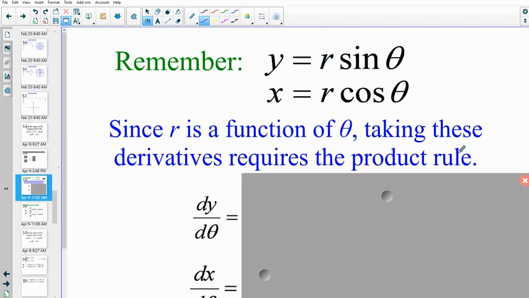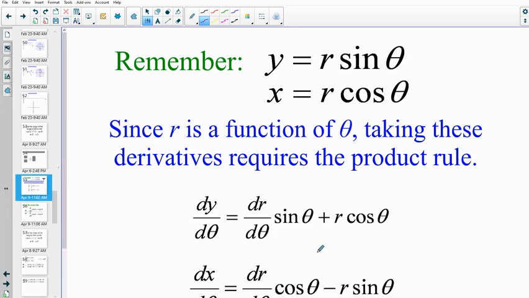Now, if you were taking the AP test and this was going to be on the AP test, I would have you memorize this. As it is, you're not going to have to memorize this. It goes like this. The derivative of y in terms of theta, chain rule here, we got the derivative of the first times the second, dr d theta times sine, plus the first times the derivative of the second, r times the derivative of sine, which is cosine.